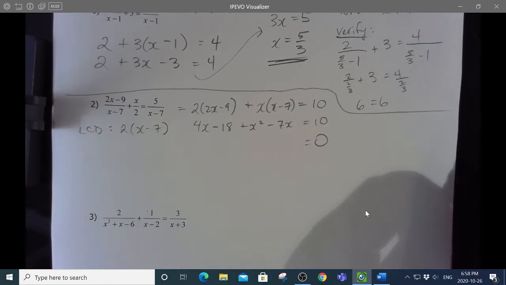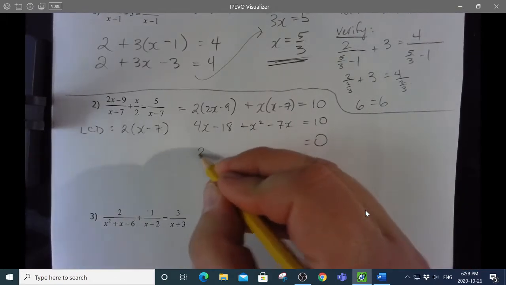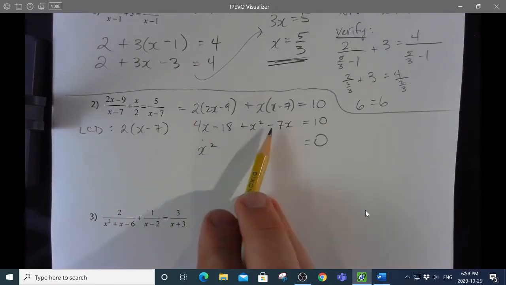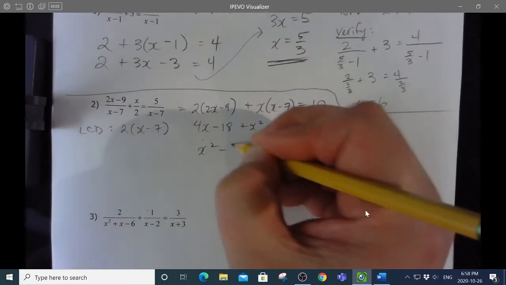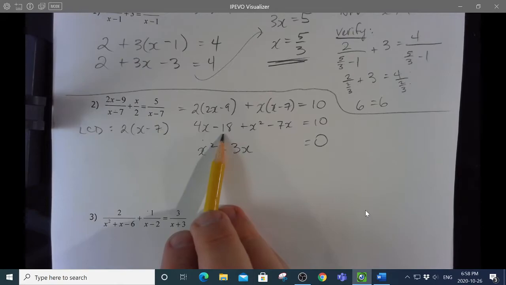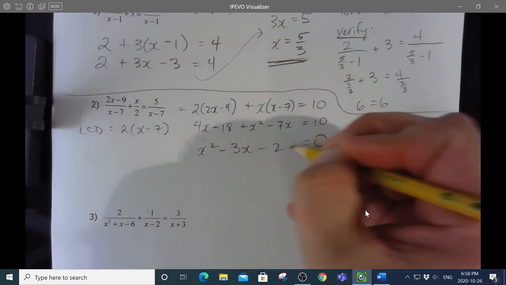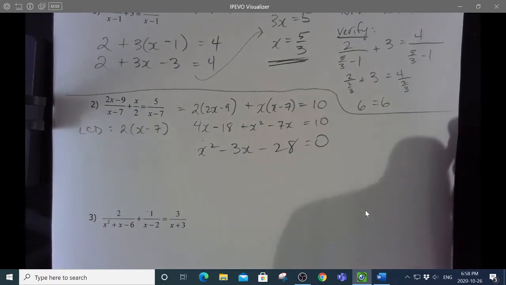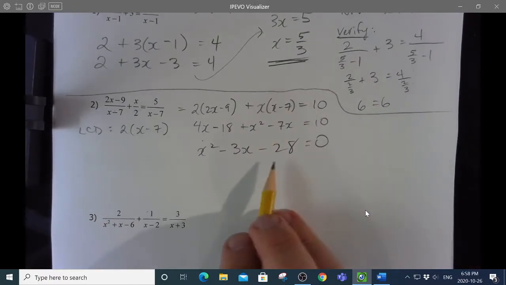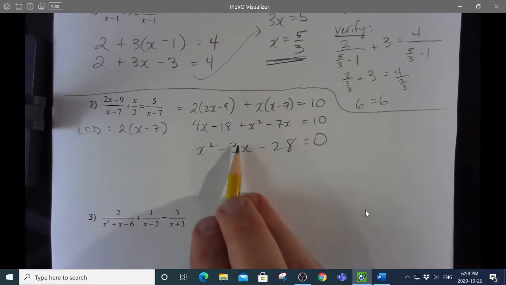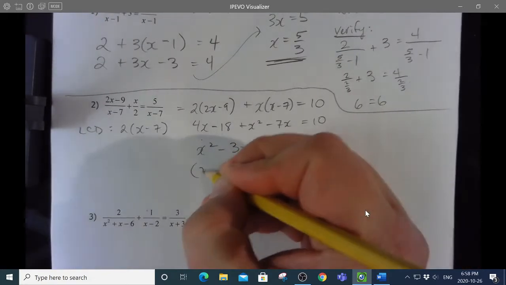You'll see why in a second. So that's going to be x squared. I have 4x's minus 7x's, which is minus 3x's. Then I have negative 18, but then I'm going to minus 10 more, so that's negative 28. And now we use our factoring skills. Quick, what 2 numbers times to make negative 28 but add to make negative 3?